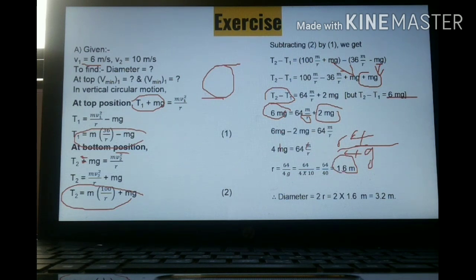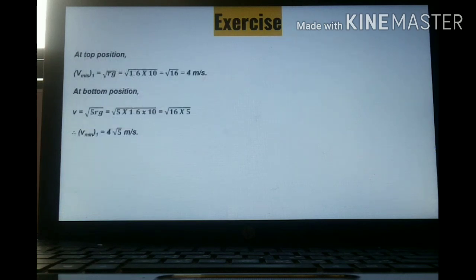After calculating, we have to calculate the diameter. We have got the radius. Diameter is twice the radius, so it is 2 into 1.6, so we will be getting 3.2 meter. Now what we have to calculate? Velocity at the topmost point, minimum velocity, its formula is root rg. So 1.6 into 10, we will be getting root 16, that is 4 meter per second.